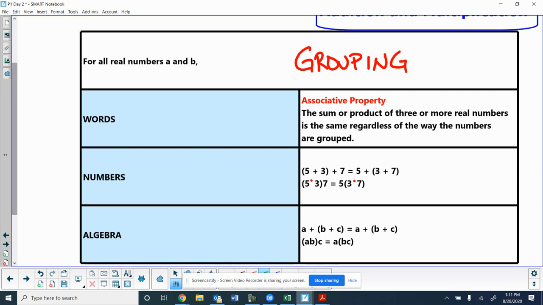That works again for addition and multiplication, not subtraction or division. Again, you guys have heard these before. It's just a little review, quick review for you.